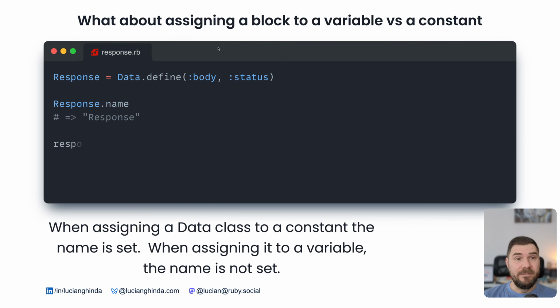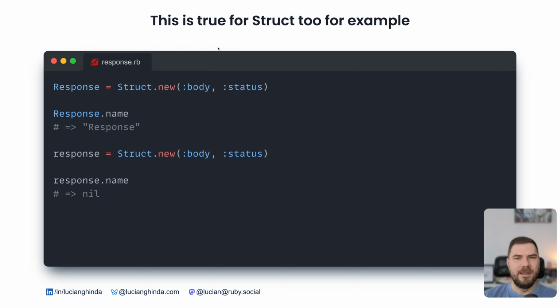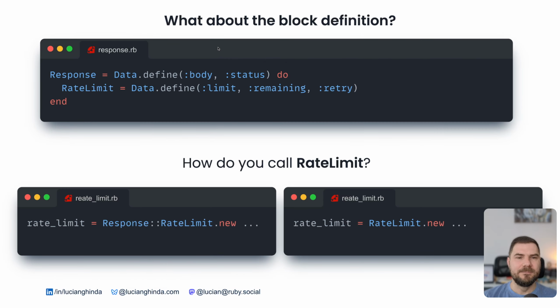There is also another difference when you are assigning a block to a variable versus a constant. You see here that in the first example, I assigned the result of Data.define block to a constant, and you see that now it has a name, but when I assign it to a variable, it does not have a name. So when you assign the data class to a constant, the name is set, and when you assign it to a variable, then you're creating a class that has no name, an anonymous class. This is true for Struct also, so it's not very specific to data class.